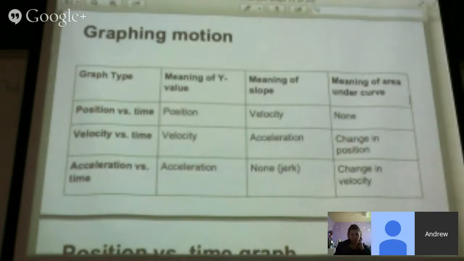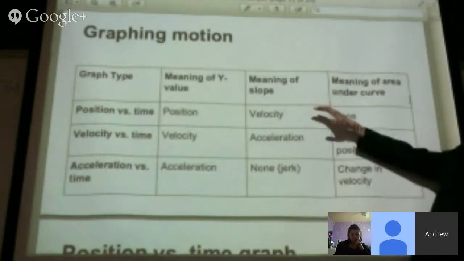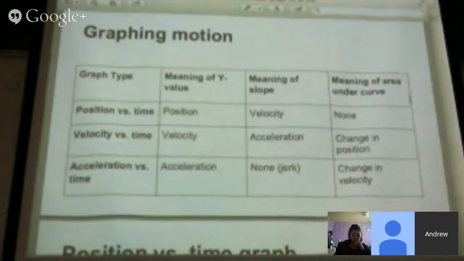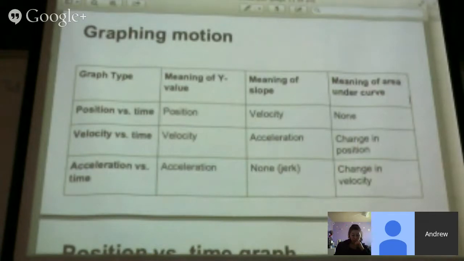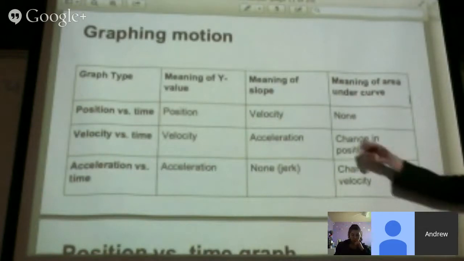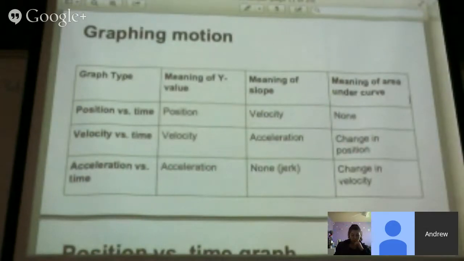So for a summary here, we don't ever have to do anything with the area under a curve for a position versus time graph. We thought about units on that one, that'd be meters times seconds, which isn't a quantity that we have done anything with. But the slope will be the velocity. The y value is the position.